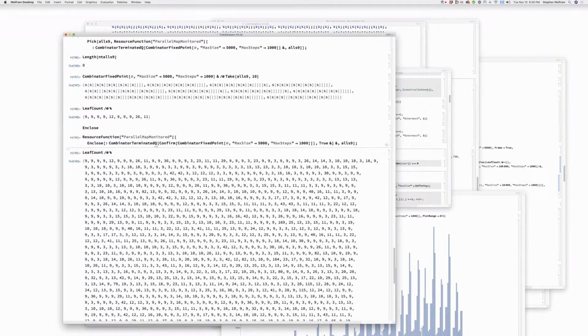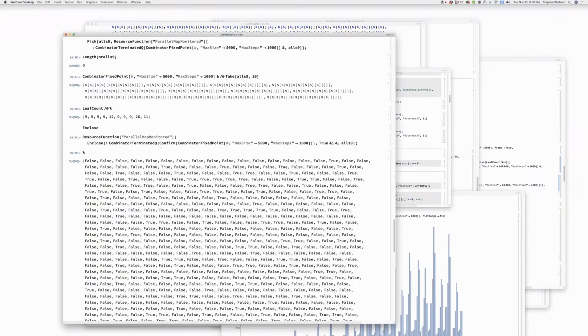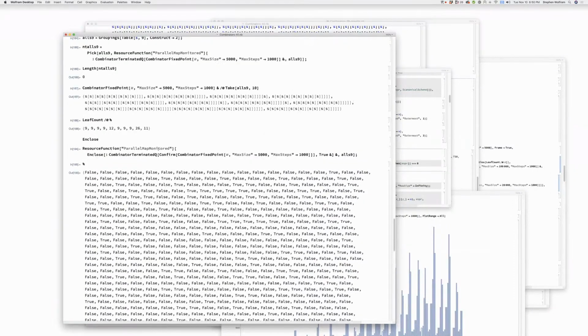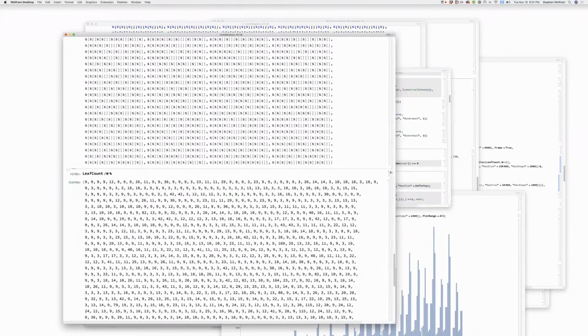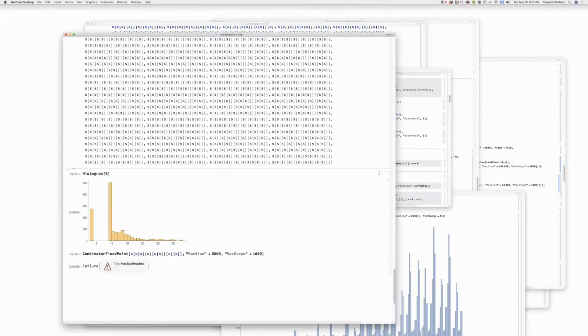Oh. Okay, fine. So now we want to say pick all S9 %194. Okay, so this is the first set of potential interesting ones that don't immediately terminate.